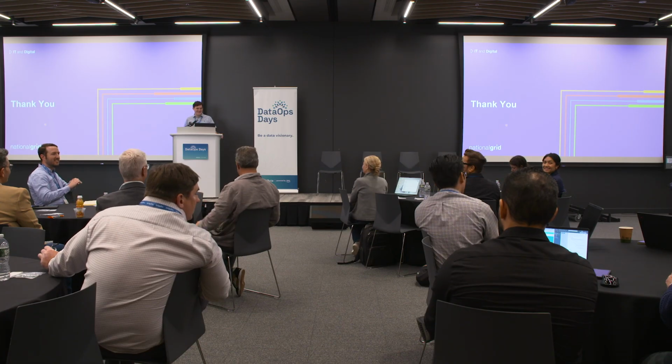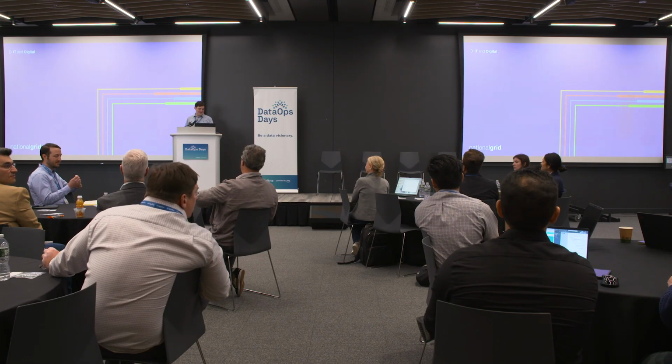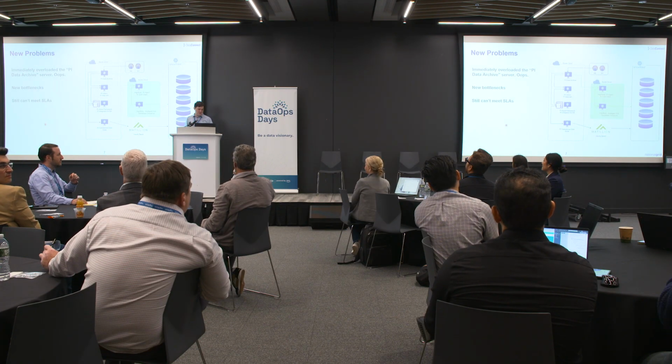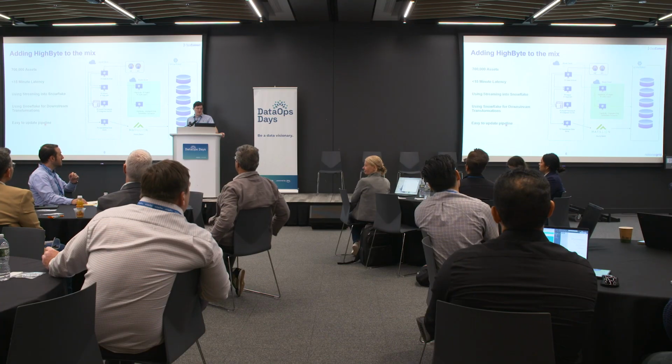Do you mind pulling up the architecture diagram? I was curious, you had a lot of assets. Was that all coming from one main Pi archive, or was that heavily distributed? It is very unbalanced.